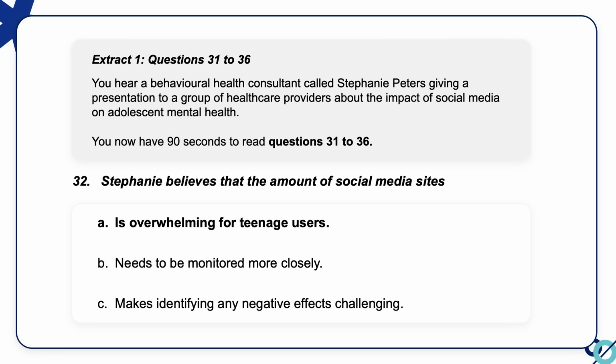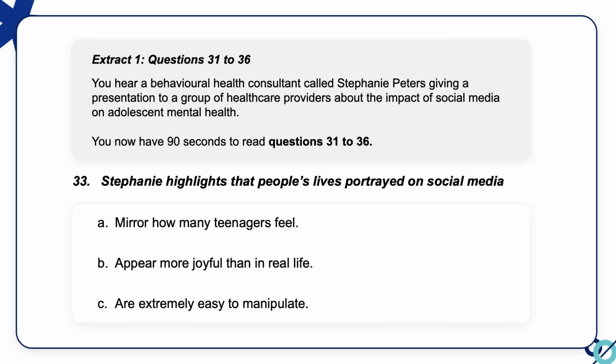Why not C? She says the effects remain unknown, but she attributes this to social media being a relatively new form of communication, not specifically because the number of sites makes it hard to identify. For question 33, Stephanie highlights that people's lives portrayed on social media are extremely easy to manipulate. Answer C. She states that falsifying selfies with editing programs is so simple that even a child can do it.